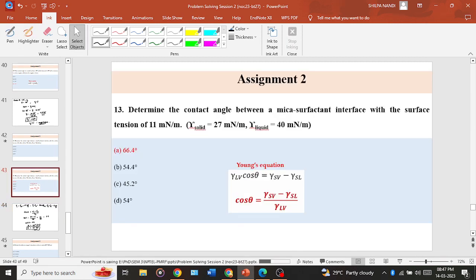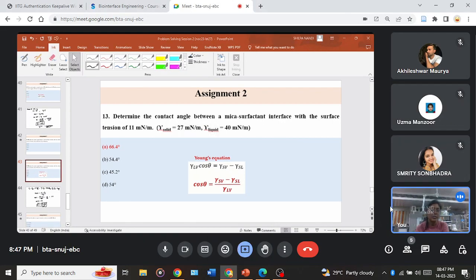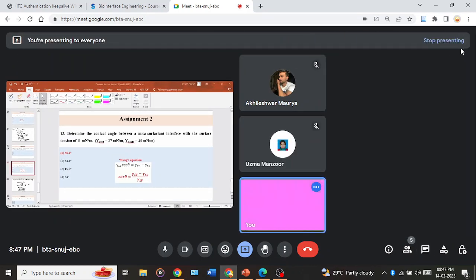So fine, I think this is also clear. You all can verify with me, or you can also calculate simultaneously with me, so that it will be easier for you to recall.